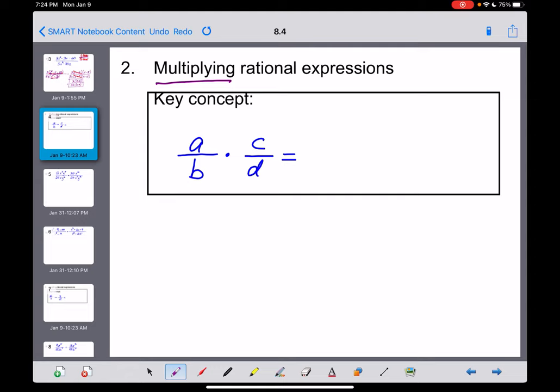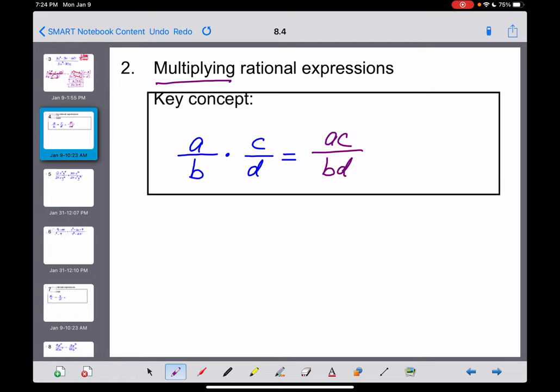Taking you back to 5th grade, how do you multiply 2 fractions? A over B times C over D? Well, the really good news here with multiplying and dividing, you don't need a common denominator. All you do is you multiply your numerators. A times C is going to get us AC. That's your new numerator. And you multiply your denominators. B times D is just BD. And that's it. That's how you multiply 2 fractions.